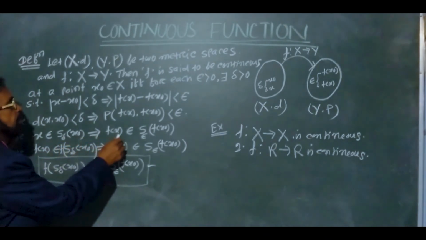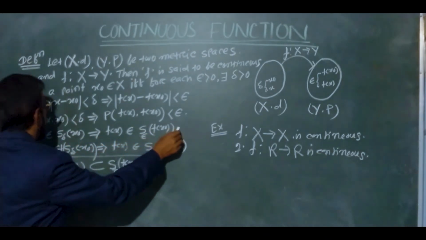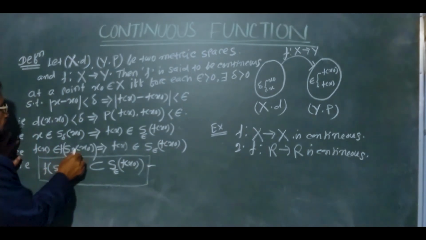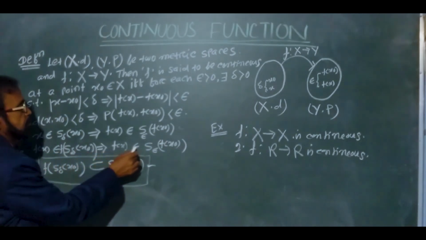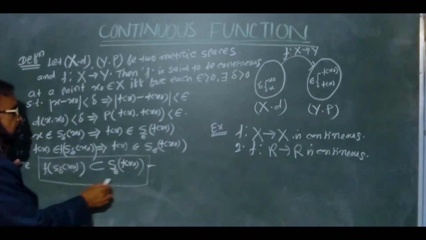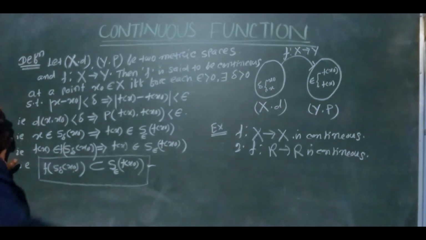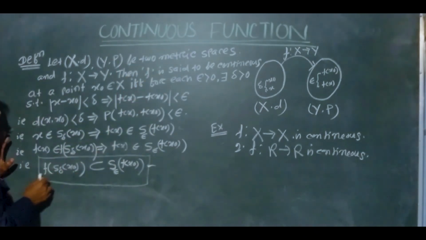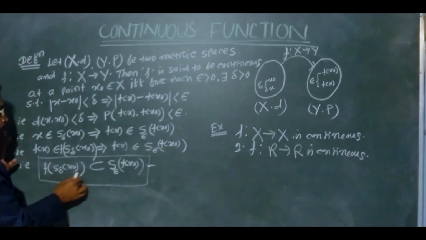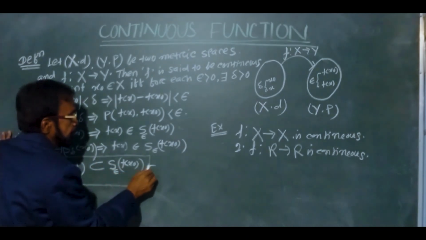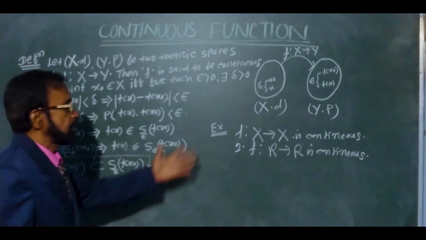which implies x belongs to S_delta(x0) implies f(x) belongs to S_epsilon(f(x0)). That is, f(x) belongs to f(S_delta(x0)) implies f(x) belongs to S_epsilon(f(x0)). That means this is a subset of this. Now f is continuous at x0 means f(S_delta(x0)) is a subset of S_epsilon(f(x0)).